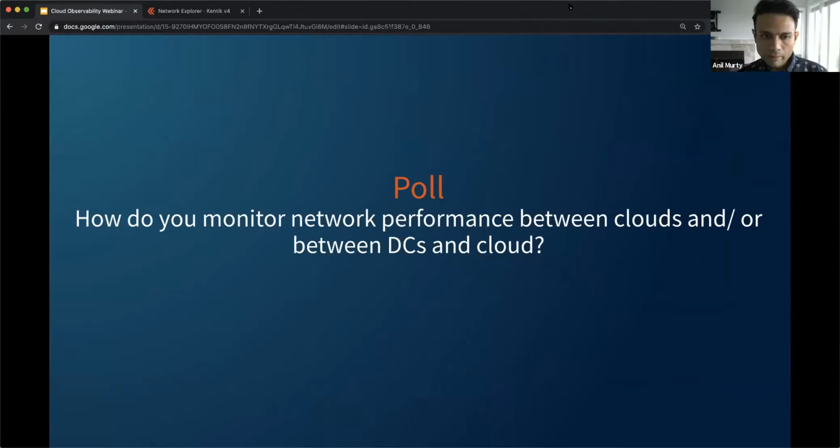If you wouldn't mind just taking a couple of minutes to tell us a little bit about how you monitor performance between your cloud instances today, or between your clouds and your data centers, you should be seeing the poll on your screens now.